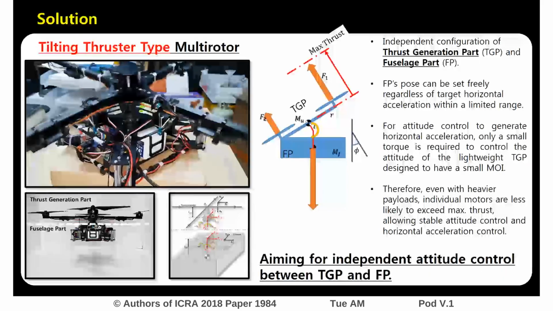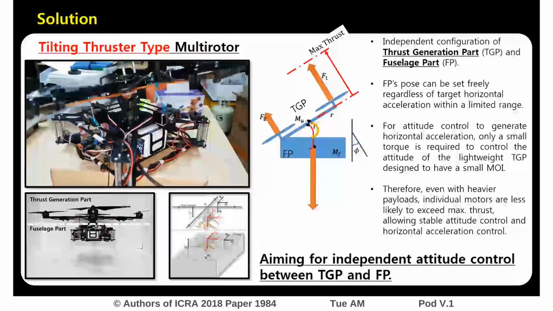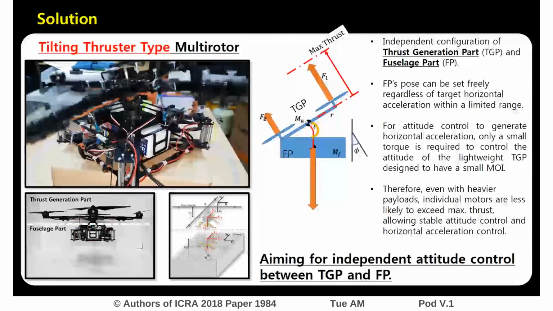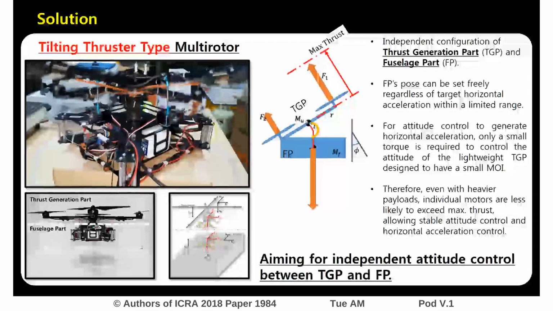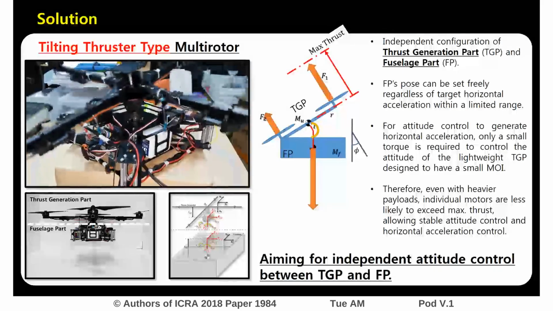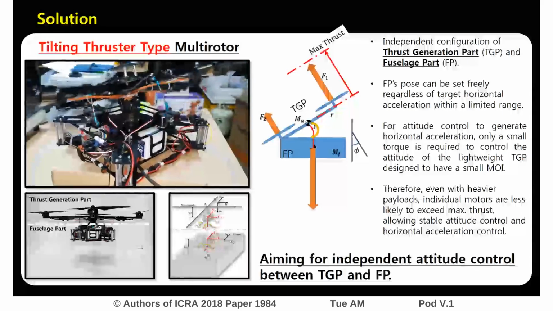With the T3 multirotor, only a small amount of torque is required because only the thrust generation part needs to change attitude for horizontal force generation. Therefore, individual motors are less likely to exceed the maximum thrust even under high average thrust conditions.